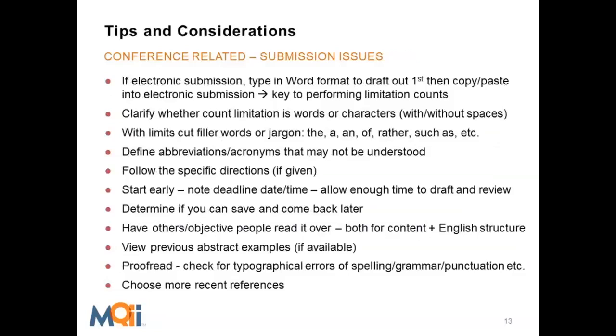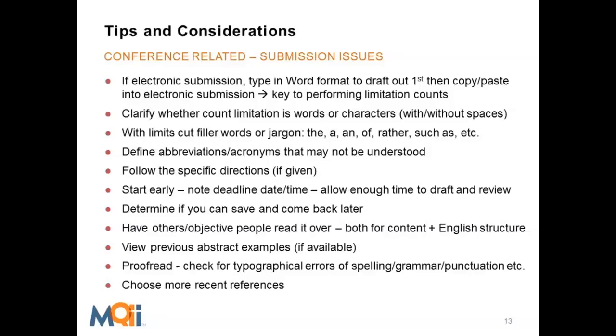Exactly. So some other key submission issues and suggestions, some tips that I've learned along the way. Many times submissions of abstracts are electronic. So what I've found, because of word limitations and just from an editing standpoint, I always type my abstract in a Word document format first, and then that allows me to do the word count and to share with other people to take a look. After I've finalized, I copy and paste into the electronic submission, keeping in mind what the word or character limitation is. As I mentioned prior, it's very difficult at times to stick to those limitations. I've gone back when I've done my word count or character count and taken out a lot of the filler words or jargon because it doesn't really add to the submission.